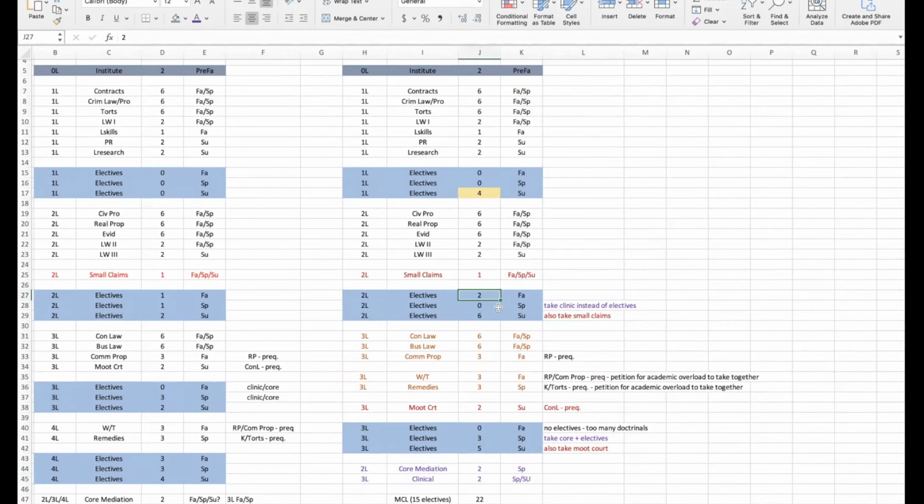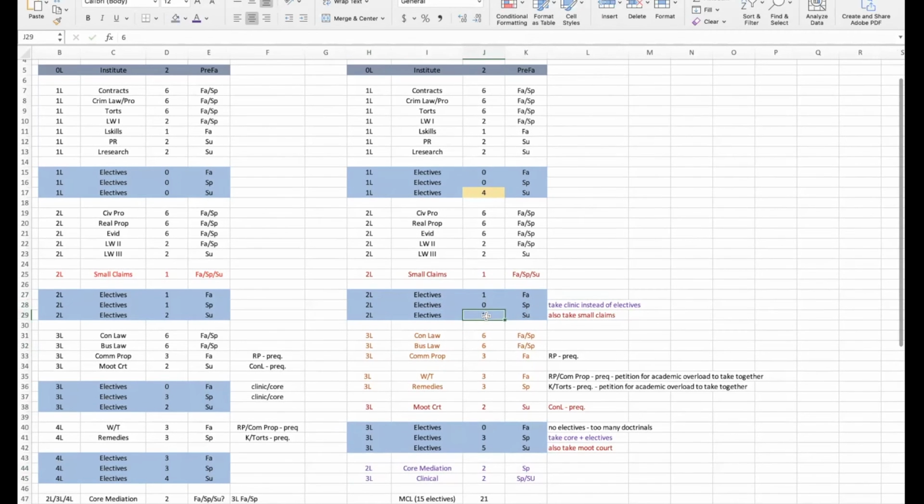Well, how many electives should you take? Well, here in your 2L year, we'll take 1 elective and then we'll take 2. Or we're going to take clinical units instead of electives, right? Because these units here do not count towards electives. These are just separate requirements that you must take, but you still need to account for those units that you're taking each semester. So if you're taking 2 core mediation units in the spring of your 2L year, you might want to take no electives, because that's your elective, right?